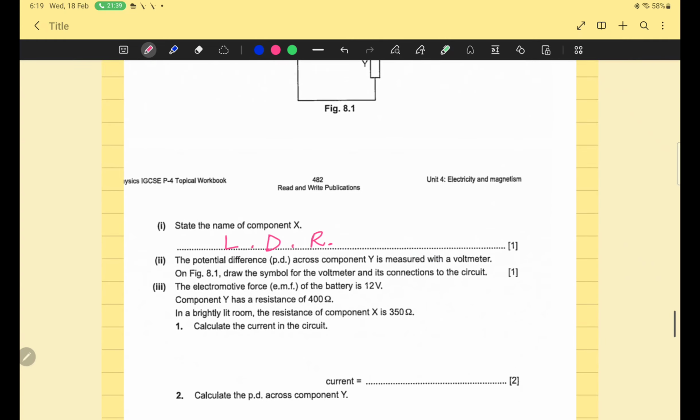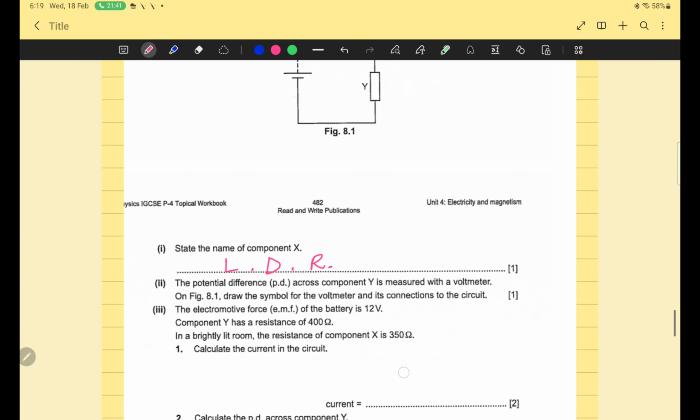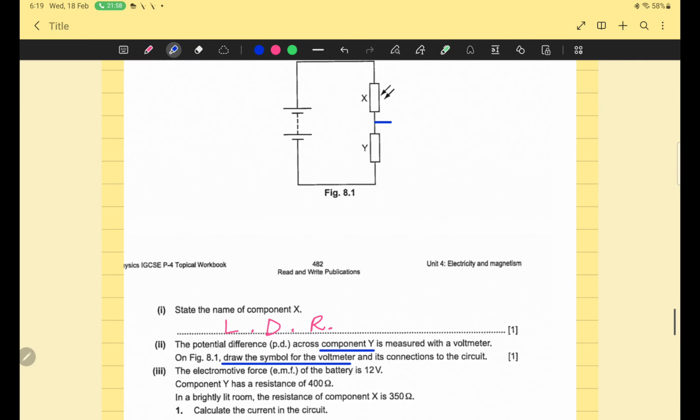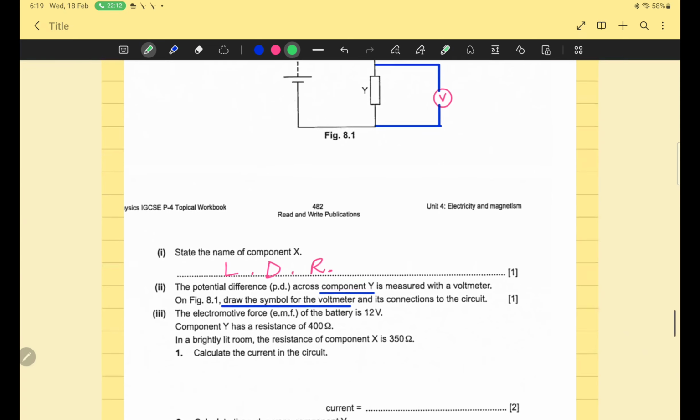light dependent resistor. Okay. And now the potential difference across component Y is measured with a voltmeter. The question is to draw the symbol of the voltmeter across component Y. Okay, so this is the voltmeter, and remember the voltmeter is always connected in parallel.